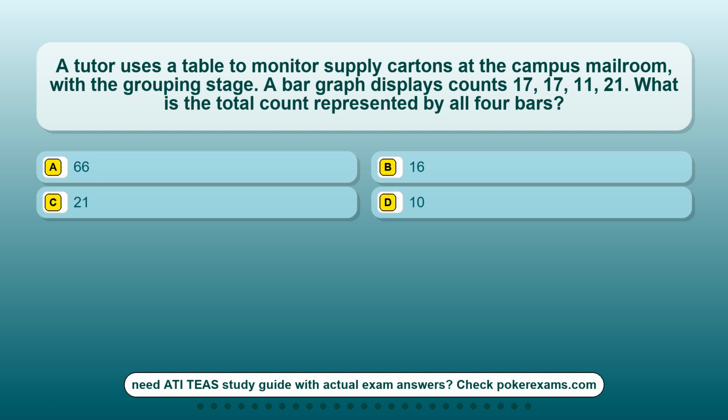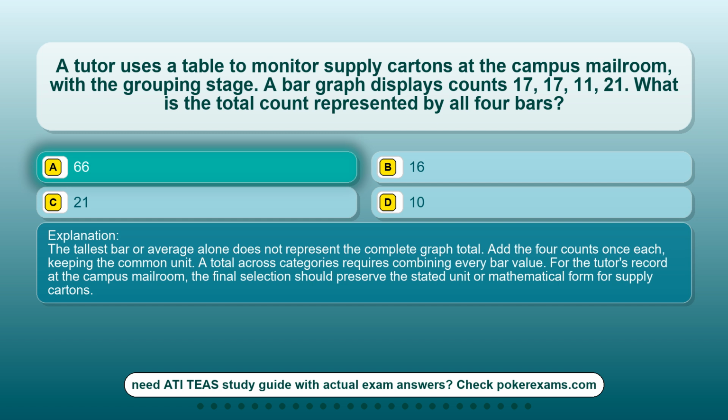Option A, 66. Option B, 16. Option C, 21. Option D, 10. The correct answer is option A, 66. The tallest bar or average alone does not represent the complete graph total. Add the 4 counts once each, keeping the common unit. A total across categories requires combining every bar value.